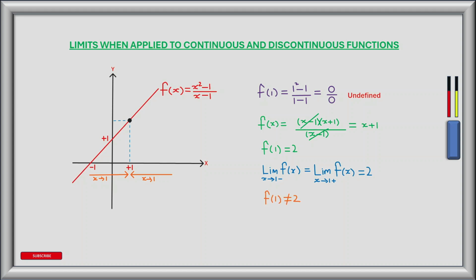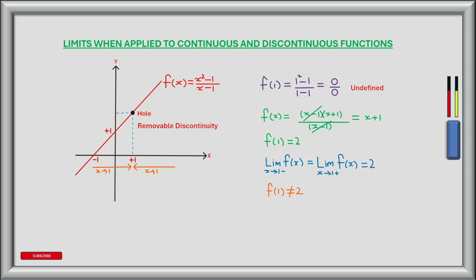However, when we look at the value of the function at x equals 1, it's undefined and not equal to the limit from the left and the right, as the function has a hole in it at x equals 1. The function can be redefined at x equals 1, thus removing the hole. This is known as a removable discontinuity.